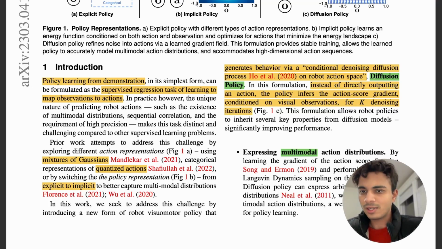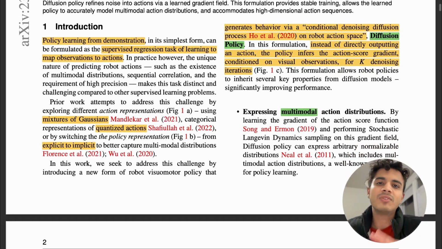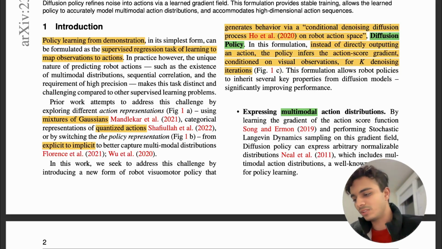Policy learning from demonstrations is one of the simplest forms that we have seen. People always get confused with behavioral cloning and imitation learning. These are very intersecting terms, and it's one of the forms where we formulate some sort of supervised regression task of learning to map observations to actions. So this is very common. Everyone in RL and deep learning is trying to take actions from observations, and that's what most of reinforcement learning is all about these days.